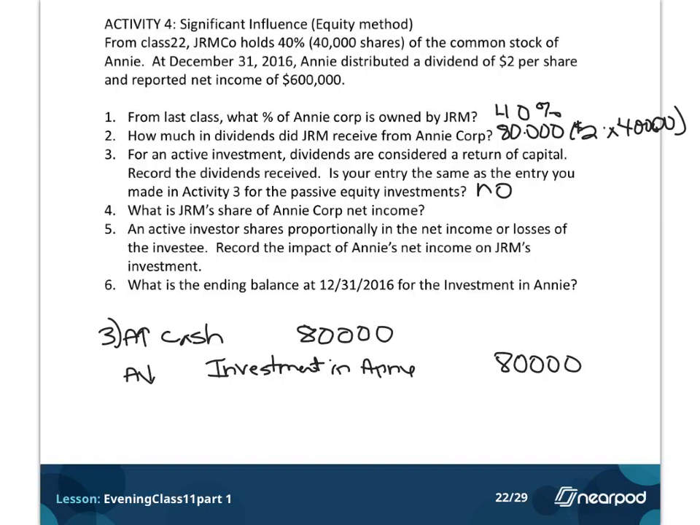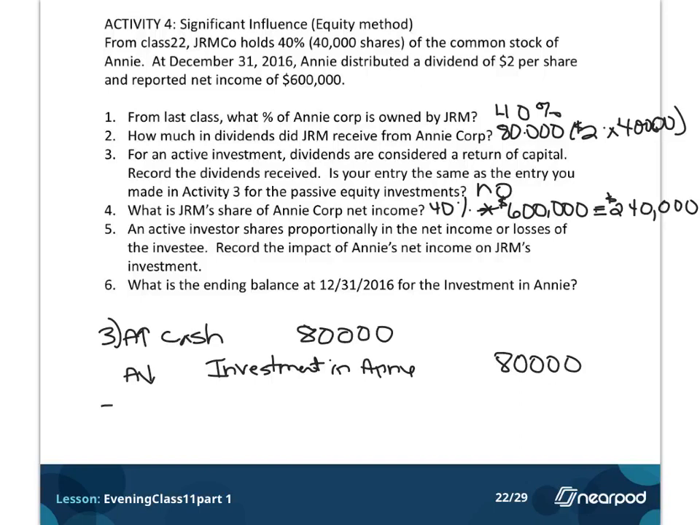All right, what is JRM's share of Annie's net income? So there was net income of $600,000. We own 40% of the company, so our share is based on that percentage. That is going to give us $240,000 as our share of their net income. Okay, $240,000. So now an active investor shares proportionally in net income or losses.